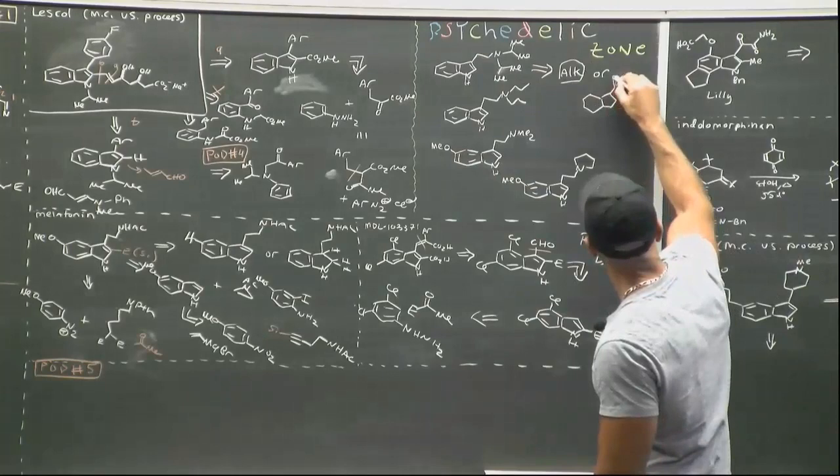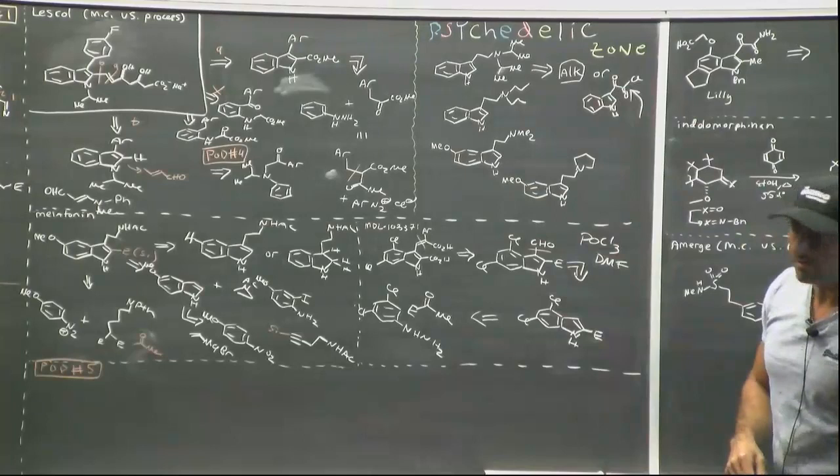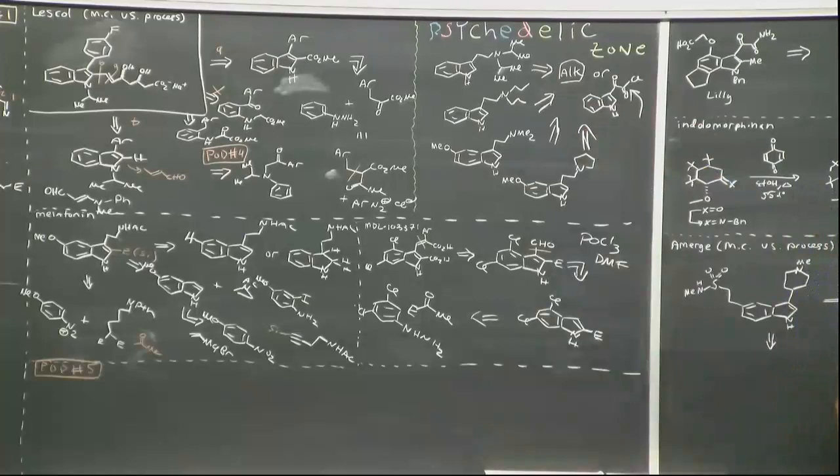If you take indole and oxalyl chloride, you'll get that. You can then add any amine you want in there, and then LAH it down. And all four of those compounds are made through a similar route, either starting from the 5-hydroxy indole or from indole itself.